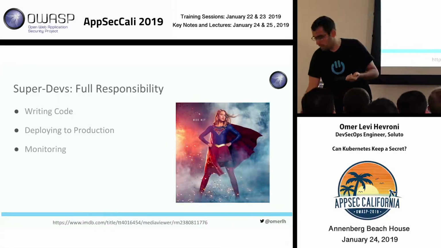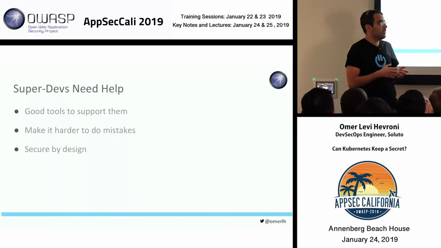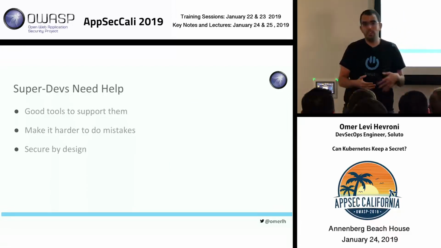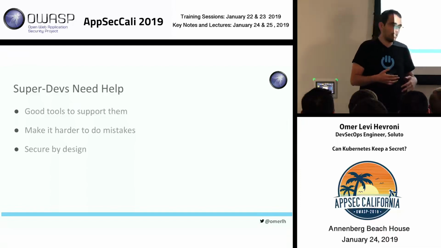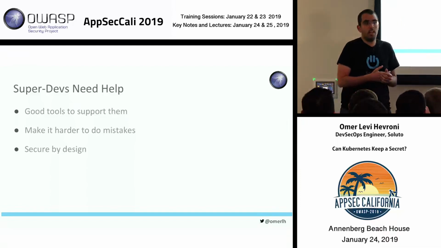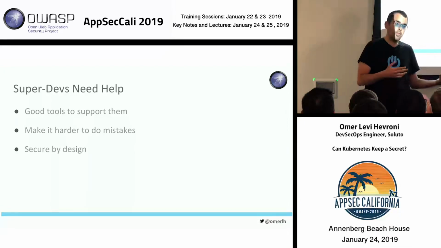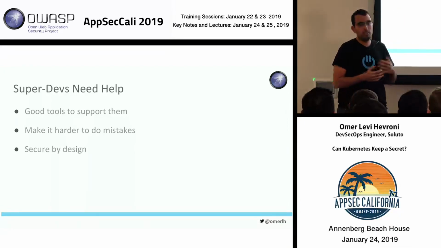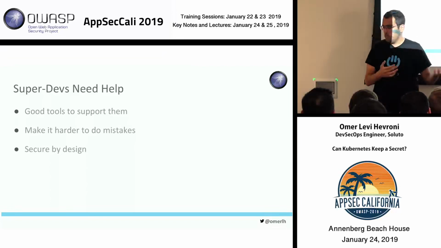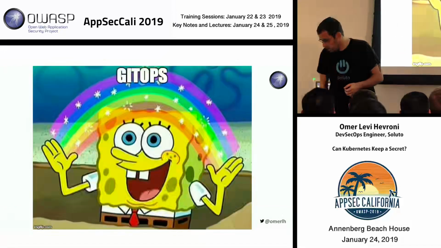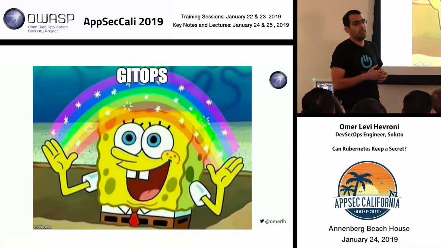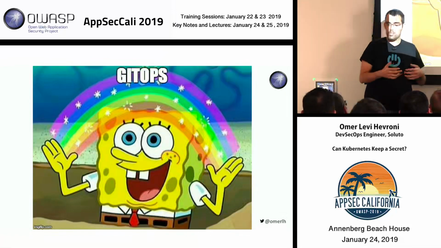But super devs need help. They can't do everything by themselves. They need help with tooling that will help them make fewer mistakes and ensure best practices. And this is why we have a DevOps team at Soluto, which I'm also part of. Our mission is helping these super devs do their job the best. Now, this is why we're such fans of GitOps. GitOps, if you're not familiar with the term, is the idea of doing operations using Git.